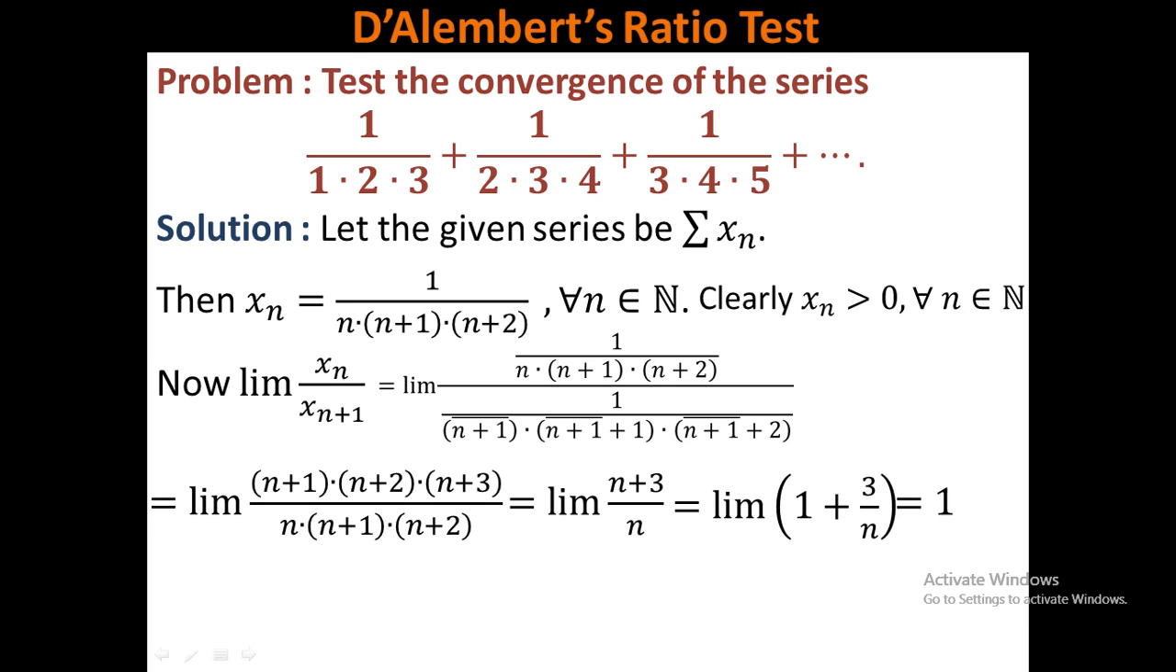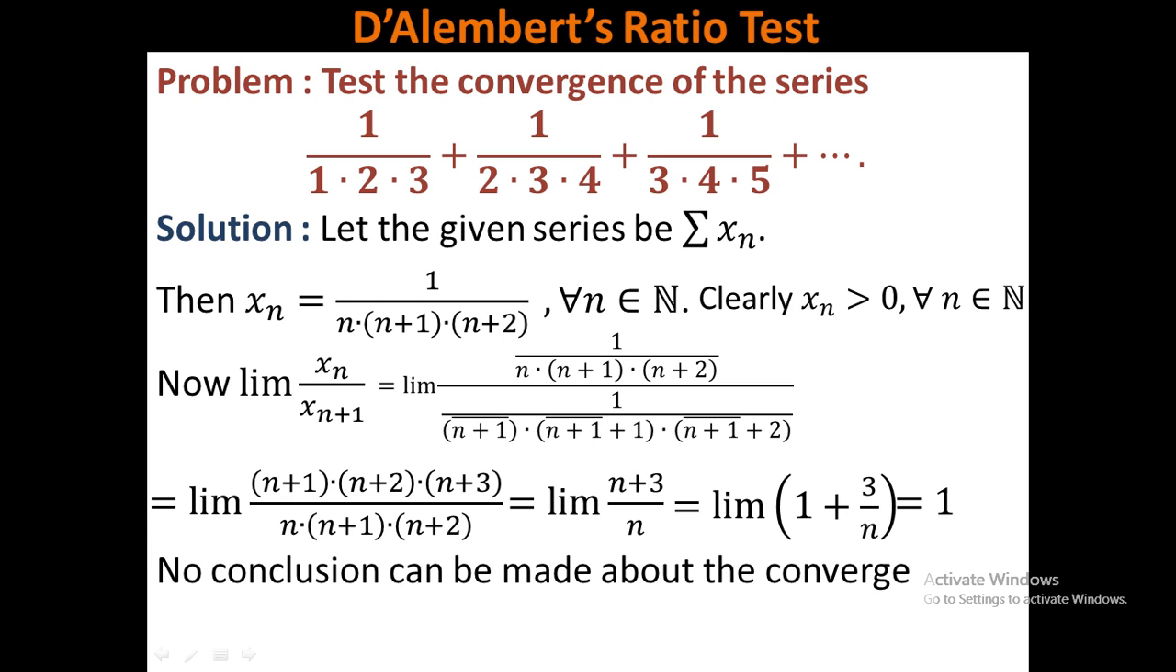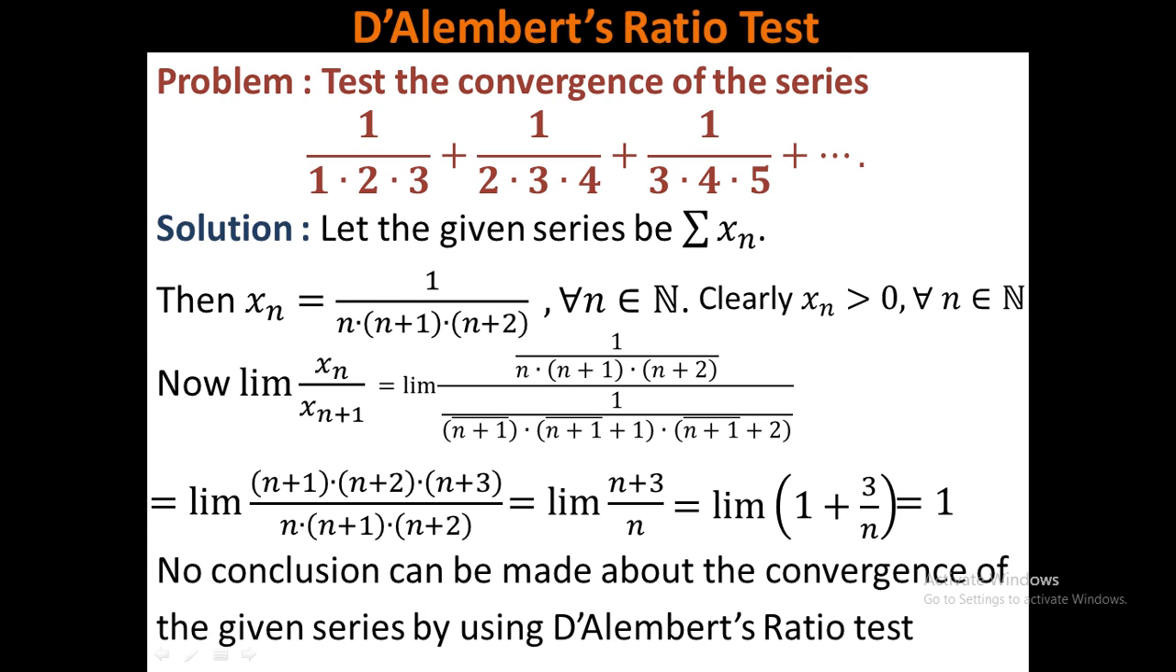So D'Alembert's ratio test fails to conclude the nature of the series. You have to test that series by using another test which will be discussed in the next video. It may be the logarithmic test or Raabe's test. There are many tests, the Gauss test is also there. This is a very important test. However, no conclusion can be made about the convergence of the given series by using D'Alembert's ratio test. You have to further calculate by using another test which will be discussed in the next few videos.